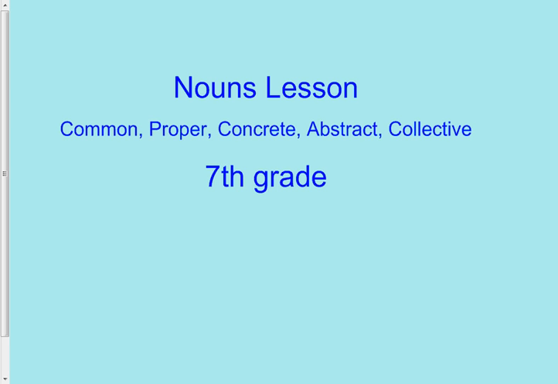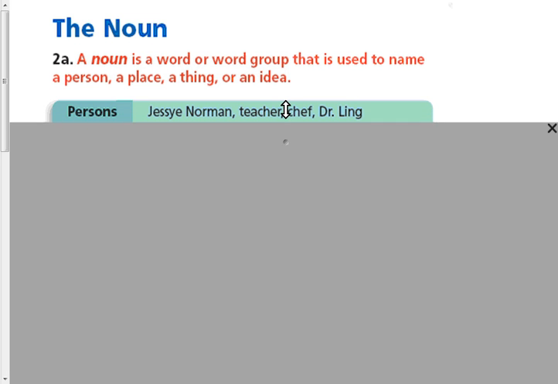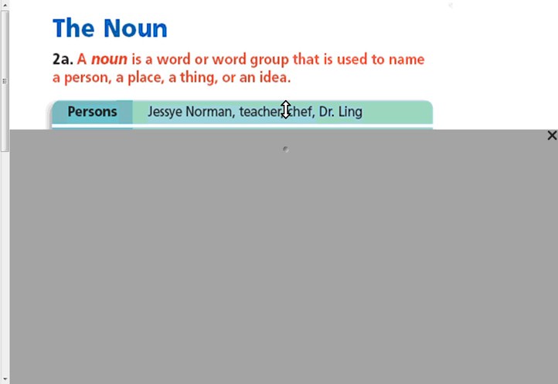All right, this lesson today is a nouns lesson for 7th grade. We're going to discuss common, proper, concrete, abstract, and collective nouns. First of all, a noun is a word that is used to name a person, place, thing, or an idea. So, 4 types of nouns. The first type, a person: Jesse Norman, teacher, chef, Dr. Ling.